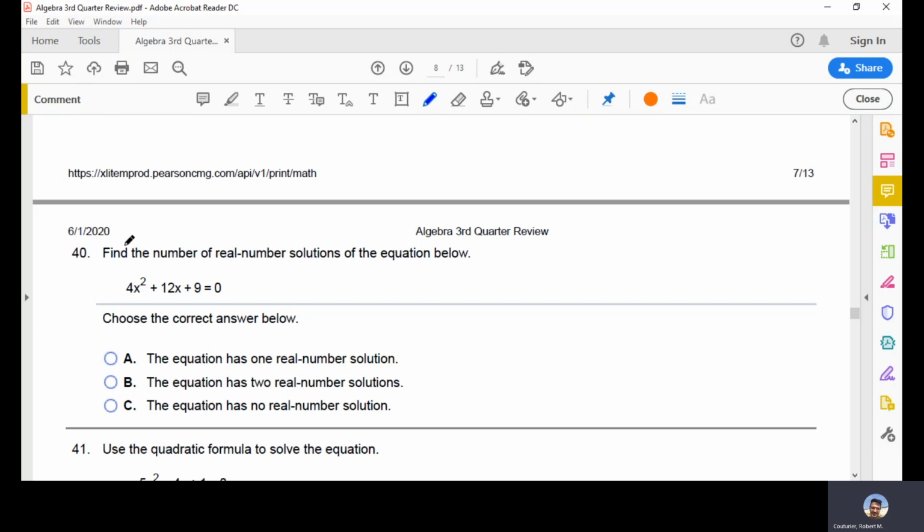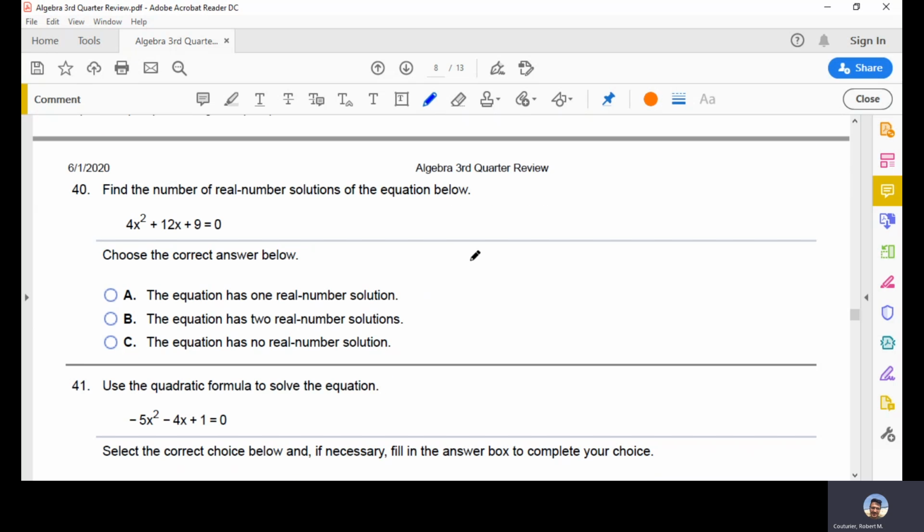Now it says, here's another one. Find the number of real solutions. Guys, you can do this one yourself.